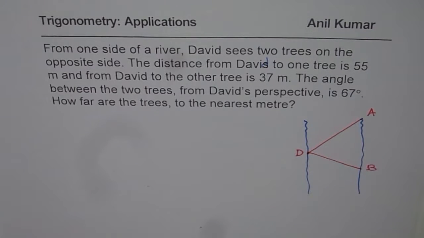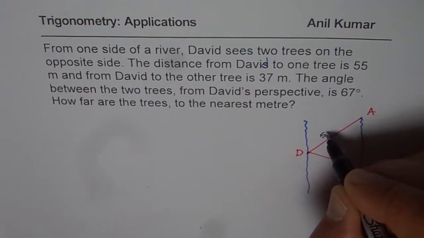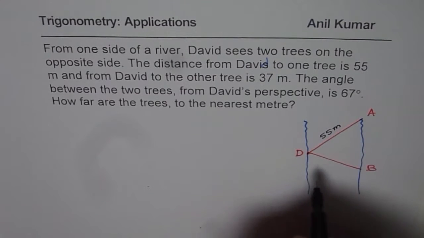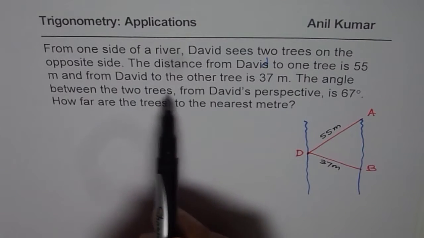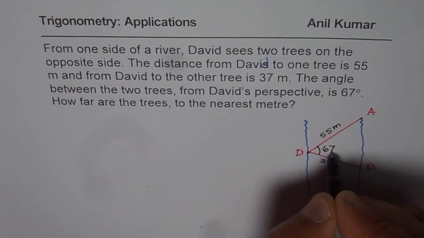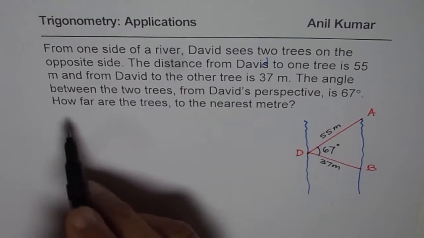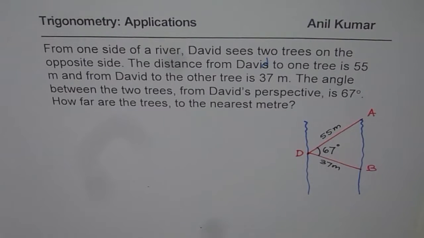Okay. Now that gives you a sketch, right? Now let's put in the numbers. We know that one tree is 55 meters. Let me write 55 meters here and 37 meters on the other side. Now, the angle between the two trees from David's perspective is 67, so this angle is 67 degrees. How far are the trees to the nearest meter? So we need to find distance AB, the distance between the two trees, correct? So that is how you can visualize and then solve.